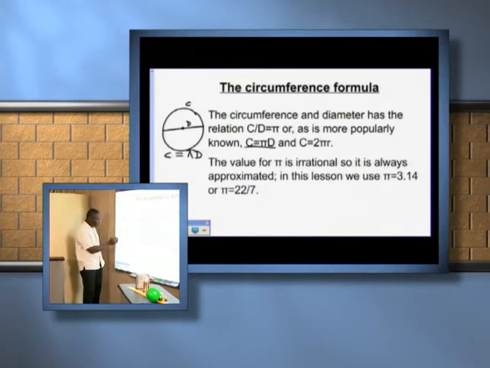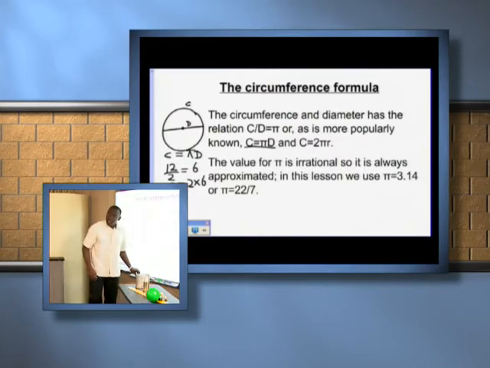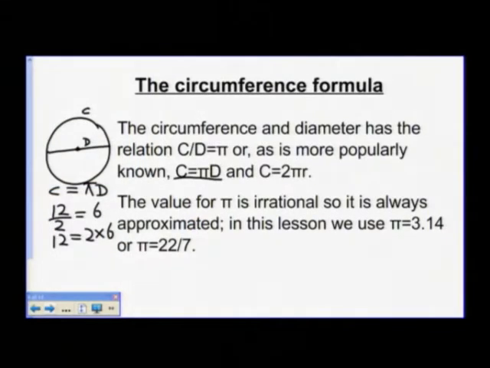For example, let us consider if we have 12 divided by 2 is equal to 6. Doesn't this mean the same as to say 12 is equal to 2 times 6? Yes, it says the same thing. All right, so that's what we're saying here. C divided by D is pi, so the same as to say C is equal to pi times D. But remember, the diameter and the radius share this relationship where we say the radius is half the diameter.